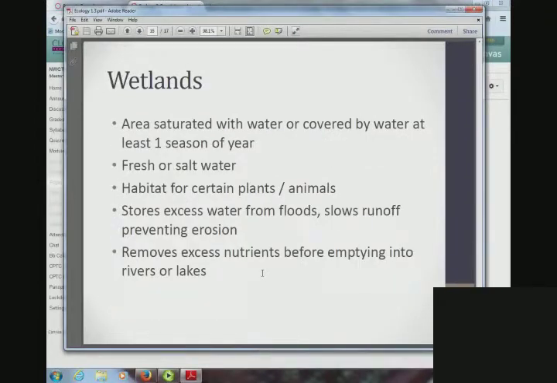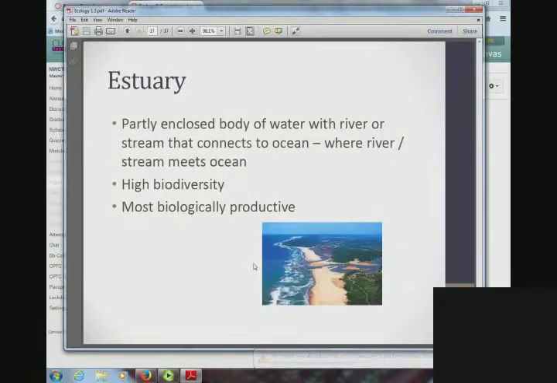Wetlands are areas that are saturated with water or covered by water at least one season of the year. It may be freshwater or saltwater, and these will provide a habitat for certain plants and animals. Wetlands help to store excess water from floods and slow runoff to prevent erosion. It also helps to remove excess nutrients before emptying into the rivers or lakes. One of the plants you'll see a lot of in wetlands are the cattails, and they're particularly good at helping to remove substances in the water before they go into the rivers or lakes.